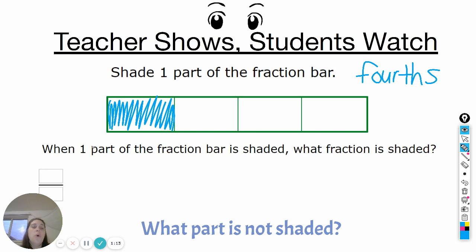Then it says when one part of the fraction bar is shaded, which is what we did, what fraction is shaded? Okay. Well, I've shaded one piece out of 4 pieces altogether. So the fraction that I've shaded is 1/4.